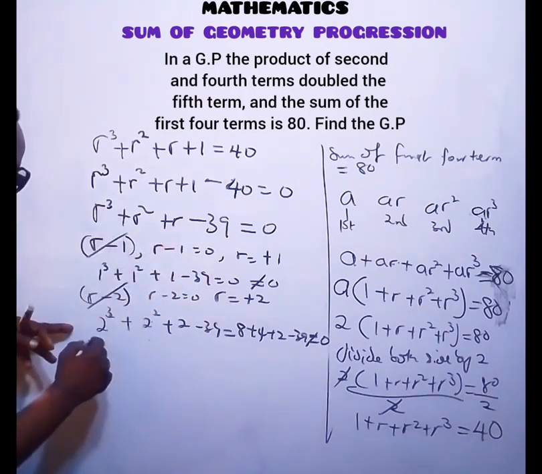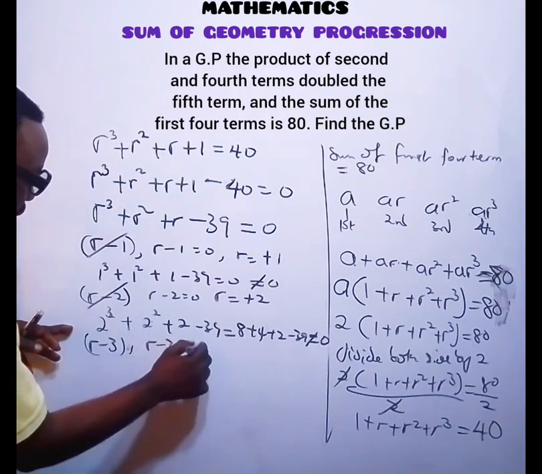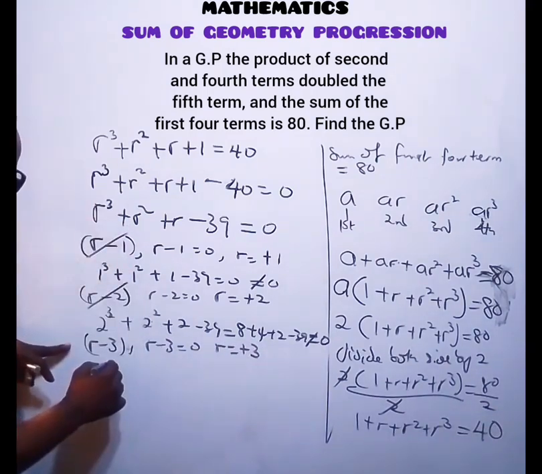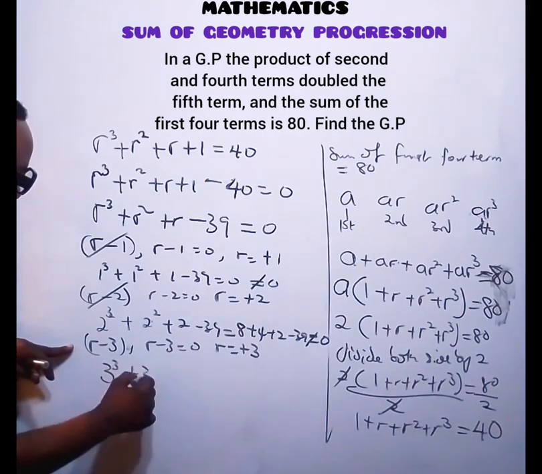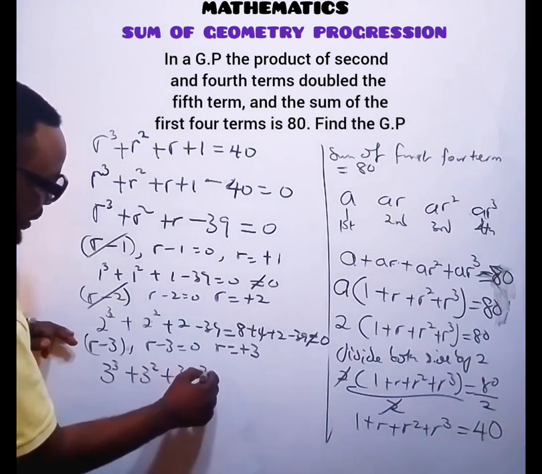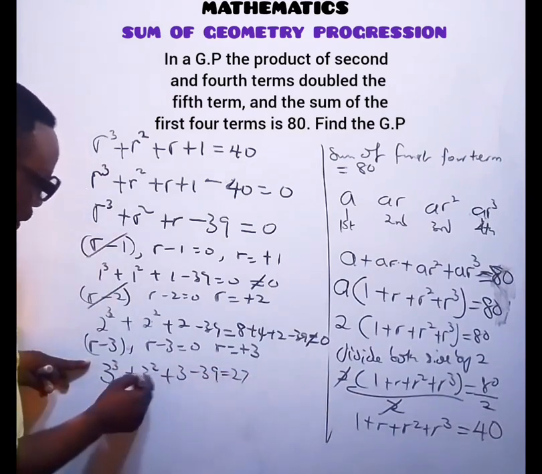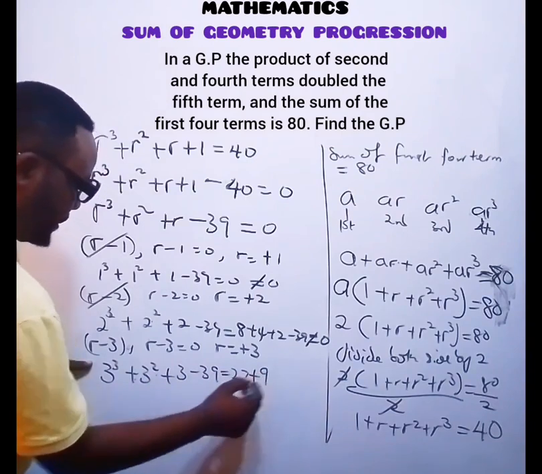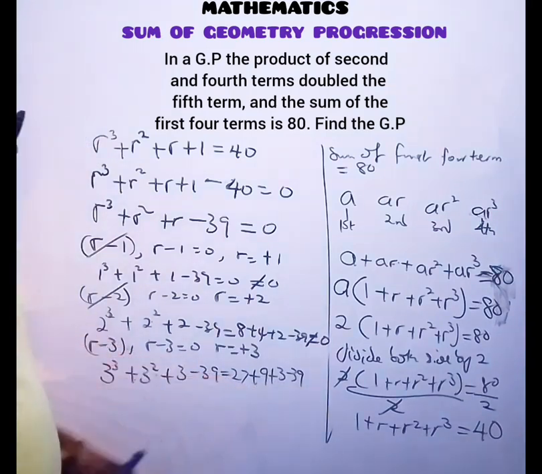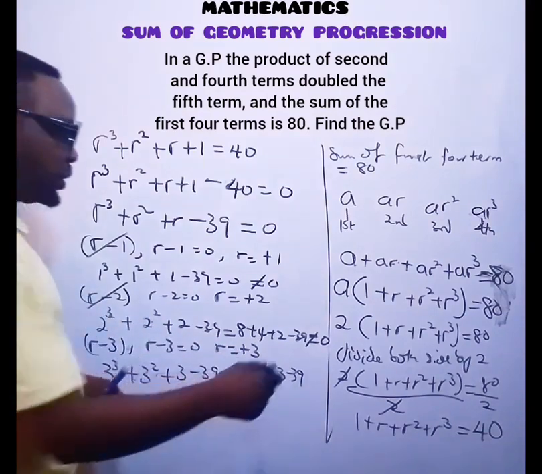Now, I want to make use of r minus 3. Then I can say that r minus 3 equal to 0, where r will be equal to plus 3. Now, bring plus 3 into the position we have here. We have 3 raised to power 3 plus 3 raised to power 2 plus 3 minus 39. So let's check it. 3 raised to power 3 is equal to 27. 3 raised to power 2 is 9. Plus 3 minus 39. Can it be equal to 0? 27 plus 9 is 36, plus 3 is 39, and 39 minus 39 gives us 0.